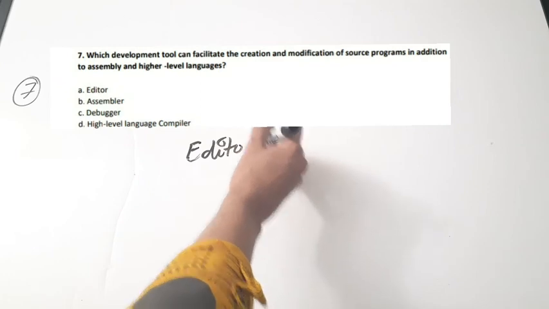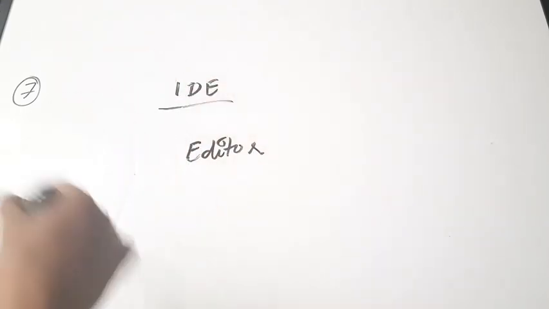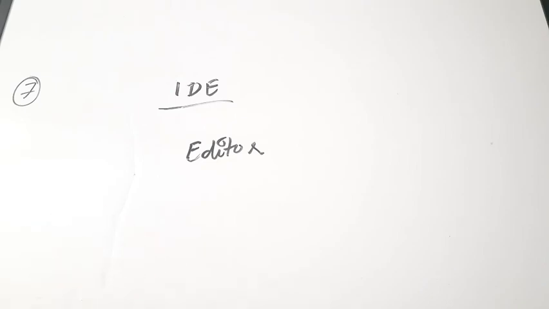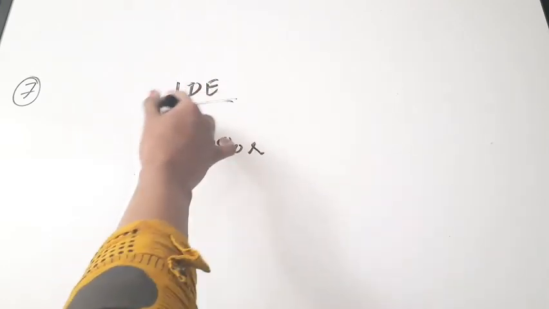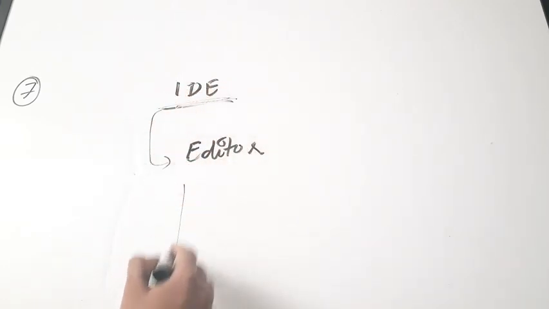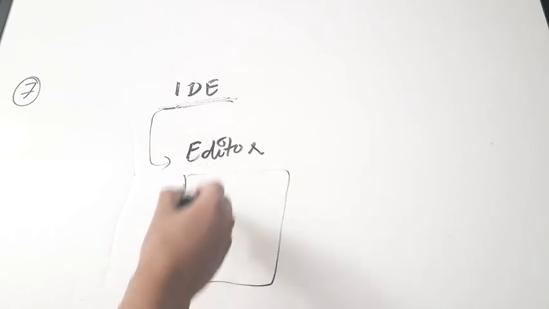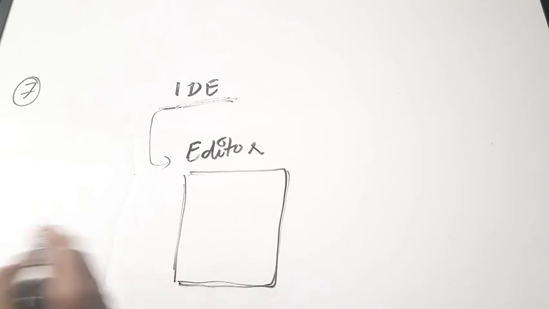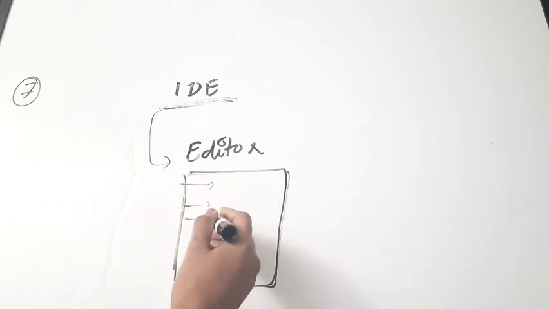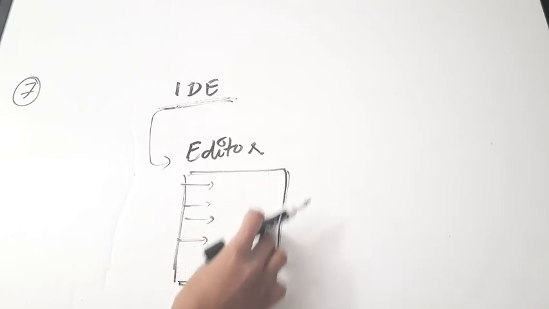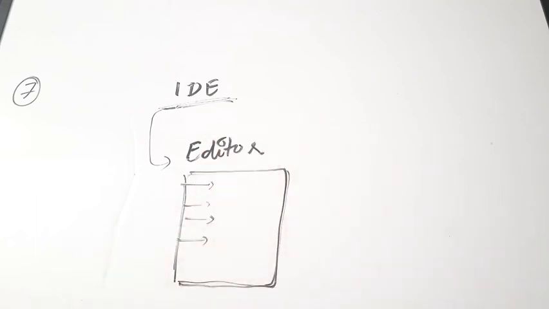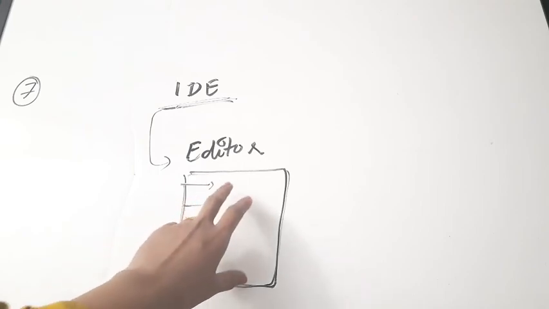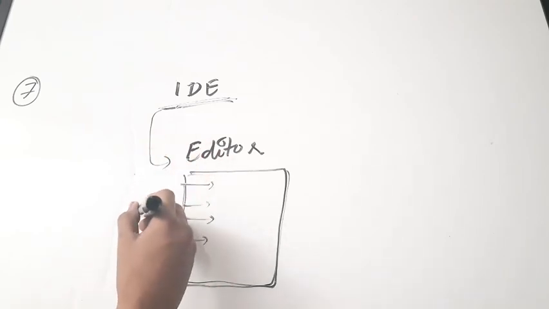So IDE is integrated development environment. IDE means it is actually the combination of all the tools. There is editor, there is compiler, there is linker, locator. All these things are present in IDE. So in IDE, we have a tool called editor, which helps us to write the program. Whenever we open a new file to write the program, we are actually opening an editor window. So this is the editor in which we will be writing the program, and we also modify it. Whenever we are making some corrections, we will be doing that in the editor. Okay, correct answer is C.